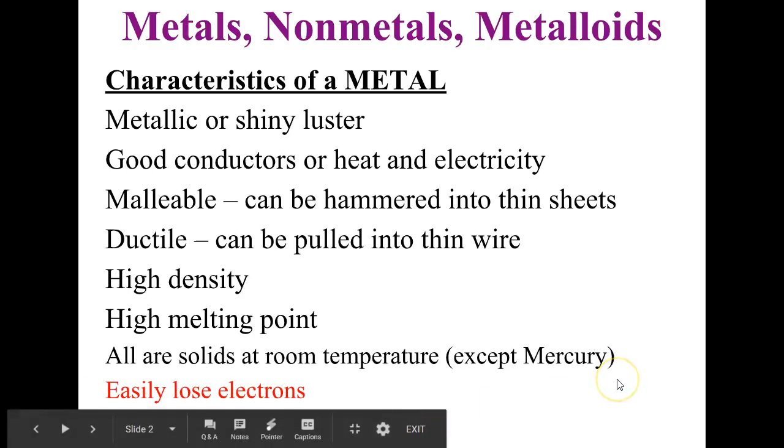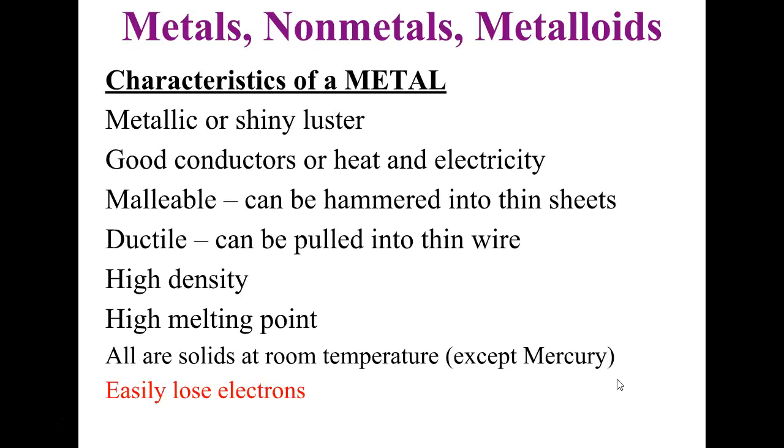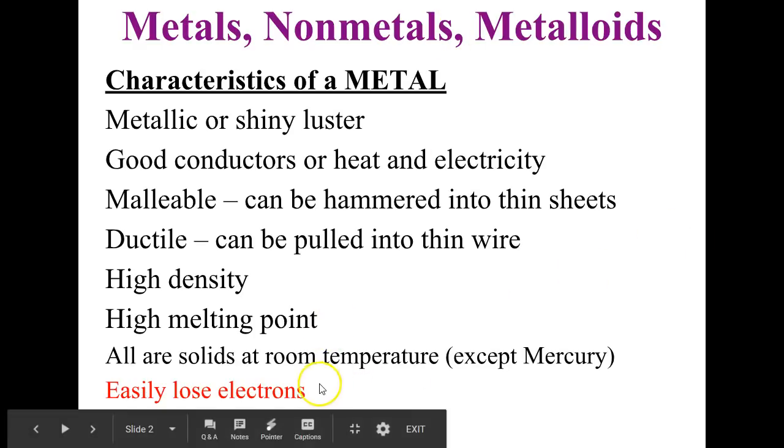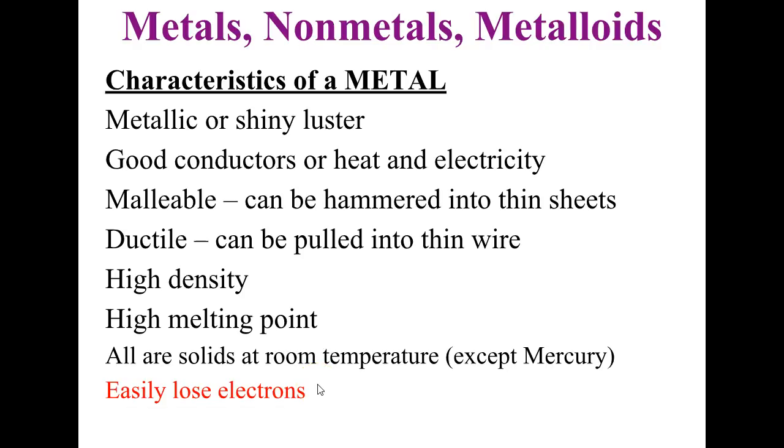Metals easily lose electrons. So when a metal loses electrons, one of the signs of a loss of electrons is when metals rust.